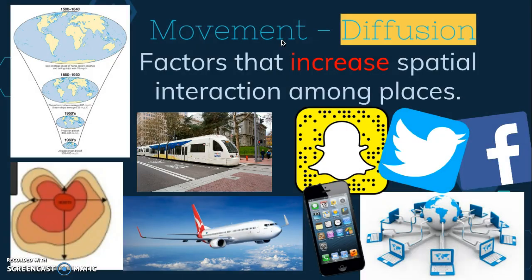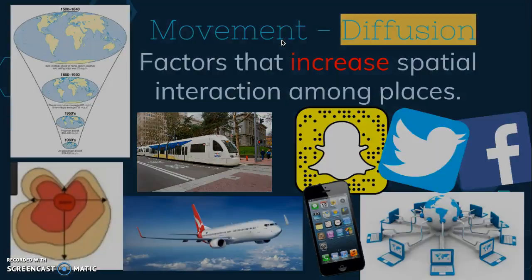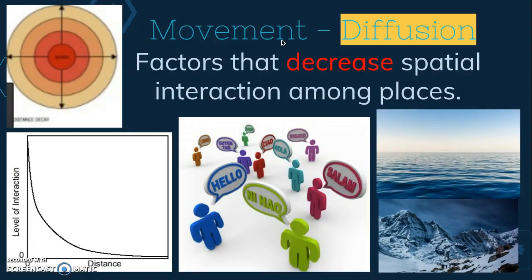Also, one thing that I want to talk to you about before I move on is the idea of friction of distance or time-distance decay. This is the degree to which distance interferes with interaction, right? And so this is when we see the interaction between two places decline as the distance increases between those places, right?